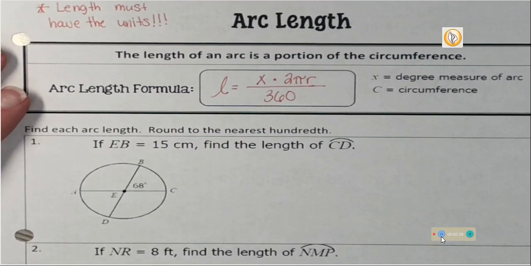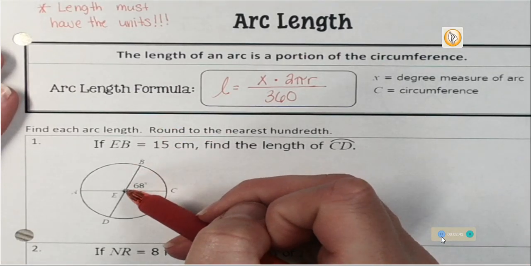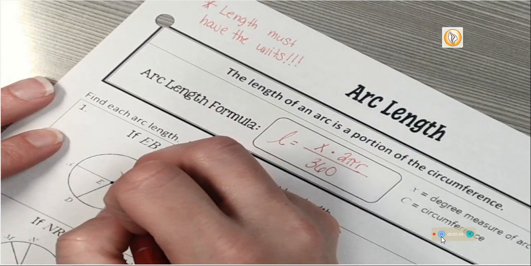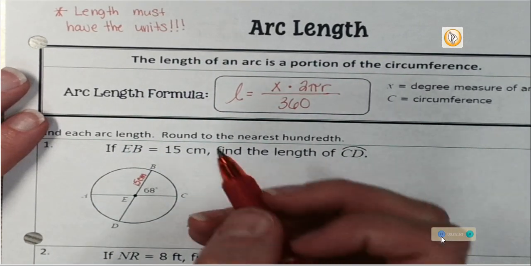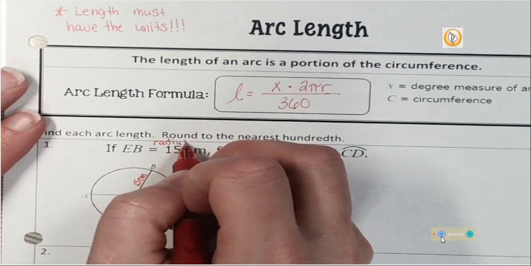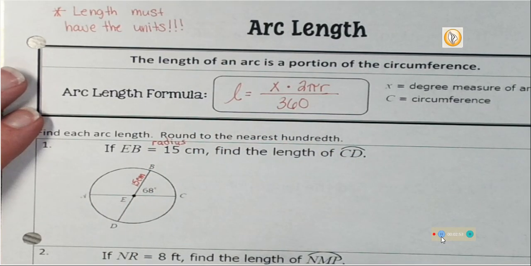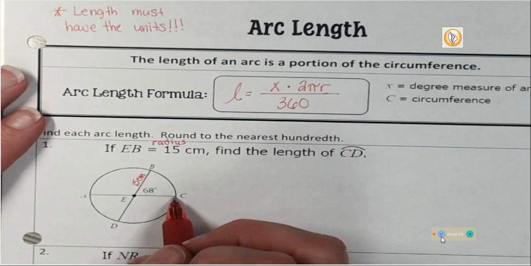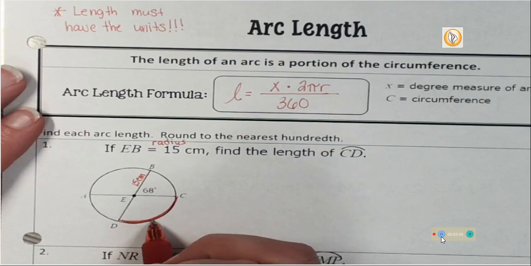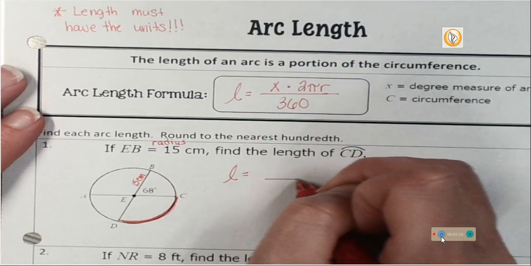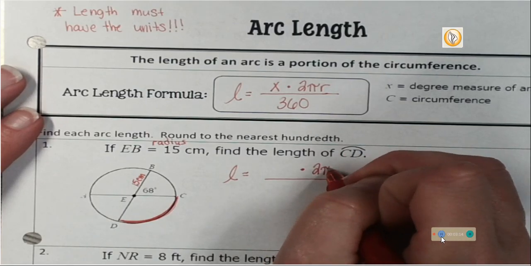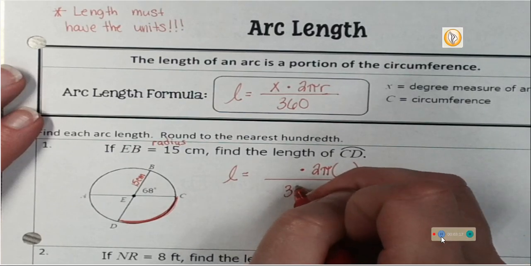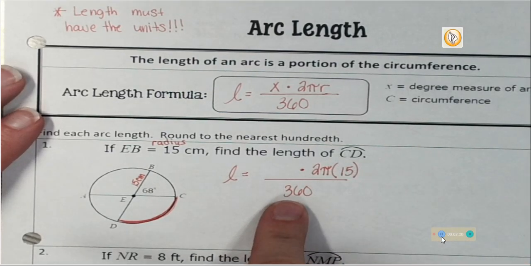Alright, so number 1 says, if EB, that is from E to B, is 15 centimeters. What is EB? What part of the circle? Radius. That's your radius. It goes from the center to the edge of the circle. Find the length of CD. Okay, your ultimate goal is to find this measurement right here, this length. In order to find that length, you have to know x, which is the arc degrees. You have to do 2 pi times r. Do you already know r? Yes. Yep, you know r is 15, so you can plug that in, divide by 360.